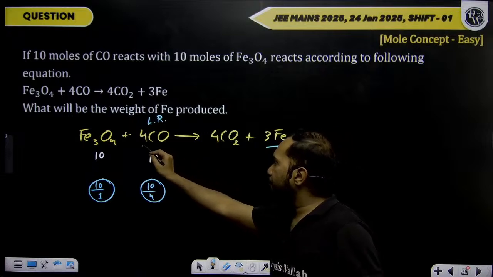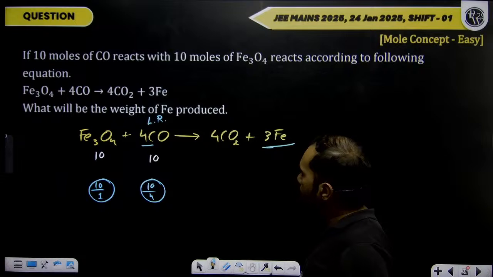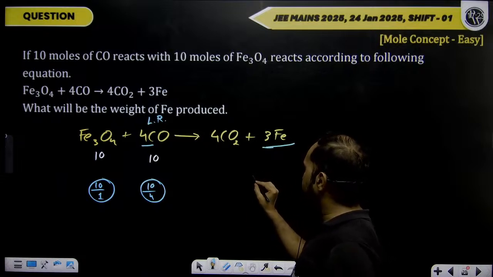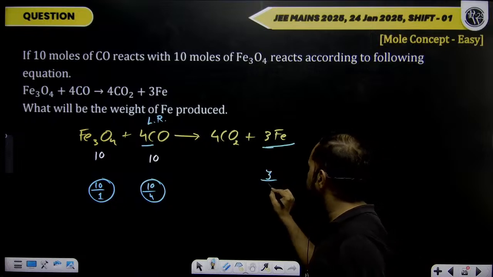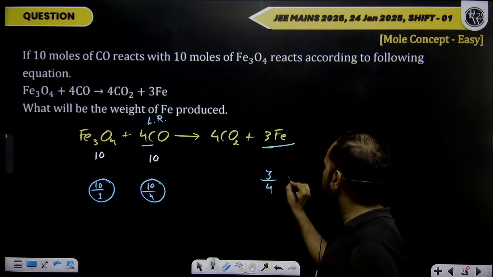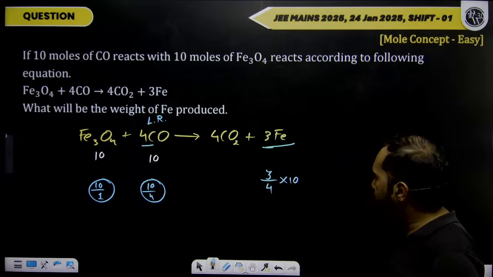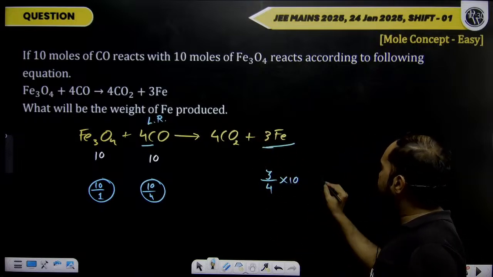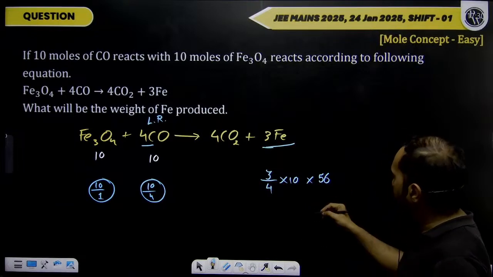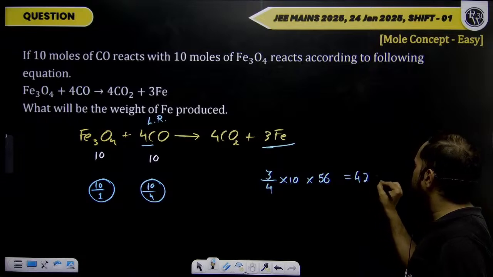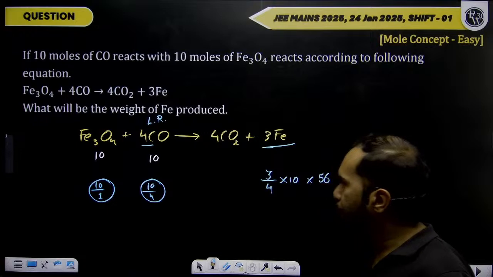You can see that 4 moles of CO produce 3 moles of Fe. So 1 mole of CO will produce how much Fe? You will say 3 by 4. How many moles of CO do we have? 10. So this is the number of moles of iron which will be produced. We need to figure out mass, so multiply it with the atomic mass of iron, 56. Calculate this. This will come out to be 420 gram. Okay, so the answer is 420 gram.